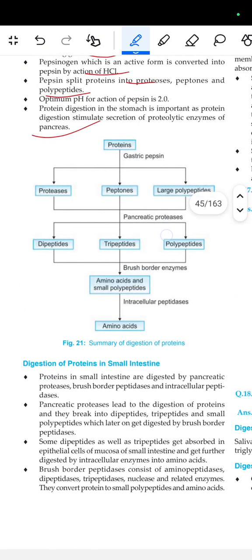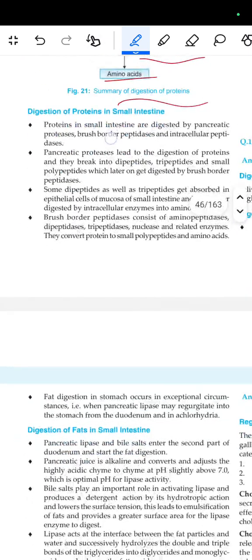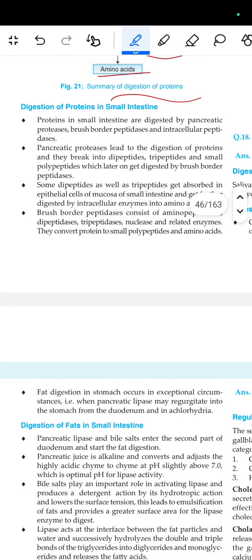तो यहाँ पर दिखाया हुआ प्रोटीन, गैस्ट्रिक पेप्सिन प्रोटीएजेज, पेप्टोन्स और लार्ज पॉलीपेप्टाइड्स, फिर पैंक्रियाटिक प्रोटीएजेज, डाइपेप्टाइड्स, ट्राइपेप्टाइड्स, पॉलीपेप्टाइड्स, ब्रश बॉर्डर एंजाइम, अमीनो एसिड और स्मॉल पॉलीपेप्टाइड्स, इंट्रासेलुलर पॉलीपेप्टाइड और अमीनो एसिड। समरी ऑफ द डाइजेशन ऑफ द प्रोटीन से ये दिखा रहा है. नेक्स्ट है डाइजेशन ऑफ द प्रोटीन इन द स्मॉल इंटेस्टाइन.